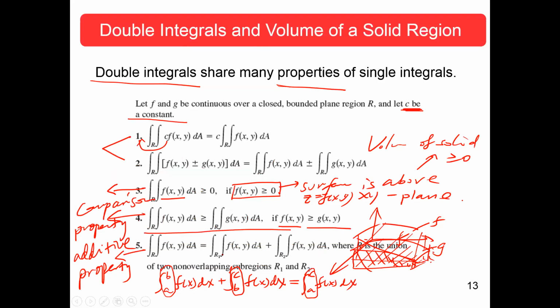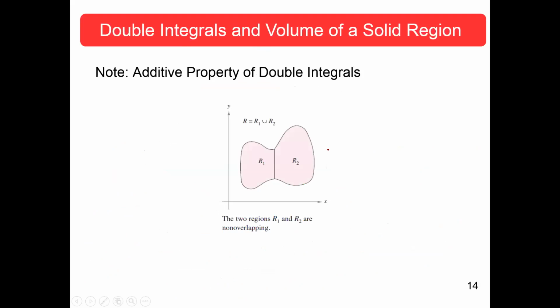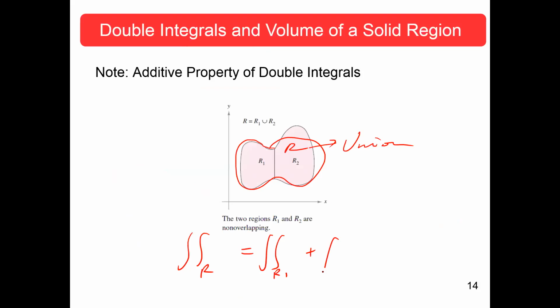So same thing here. If you have region R1 and add region R2, that would be region R. Then I can add the double integrals. I have the next slide here. This is region R1, this is region R2, and if you add them both, which is called the union, the union of R1 and R2 would be region R. So if you put this as the whole region R, then the double integral over R would be the double integral over R1 plus the double integral over R2. Is that clear? Very easy to understand, right?